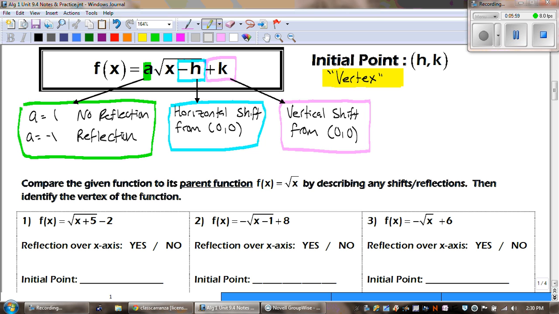All right. That h tells us the horizontal shift. Remember that's from 0, 0. So are we moving right or are we moving left? Same as yesterday. And then the k, the vertical shift, once again, that's from 0, 0. Do we go up or do we go down? Okay, so if you need to keep copying that, go ahead and pause the video.